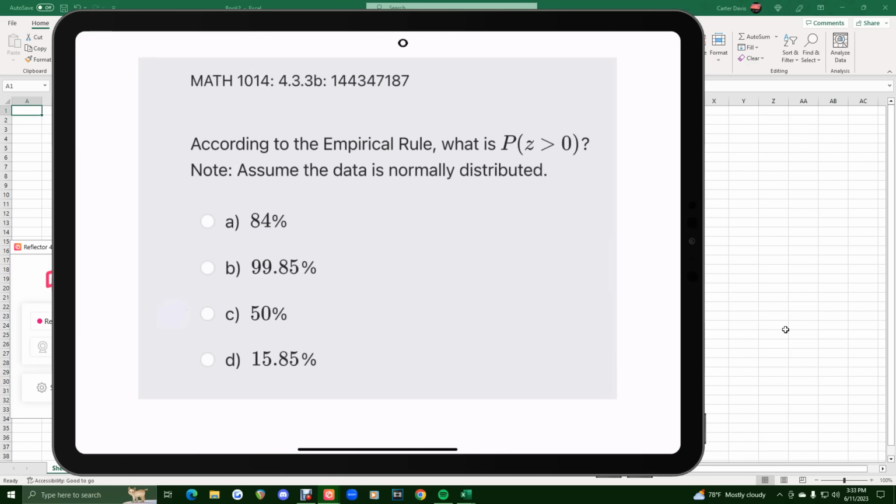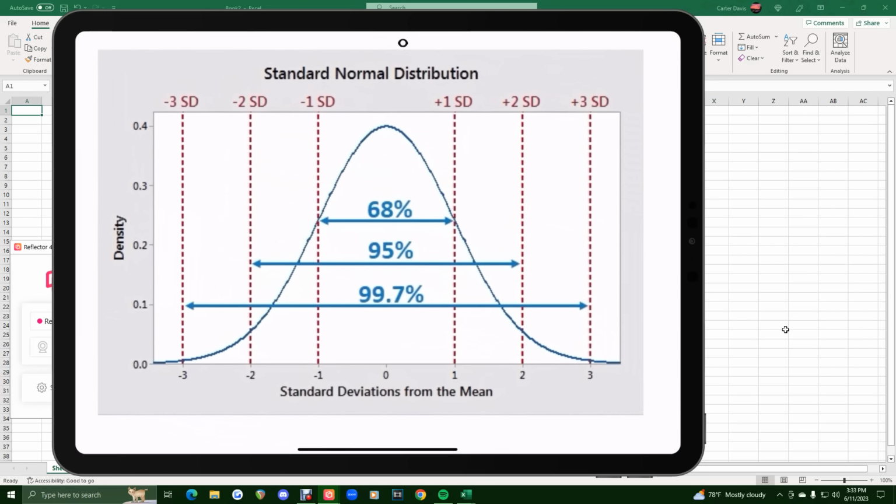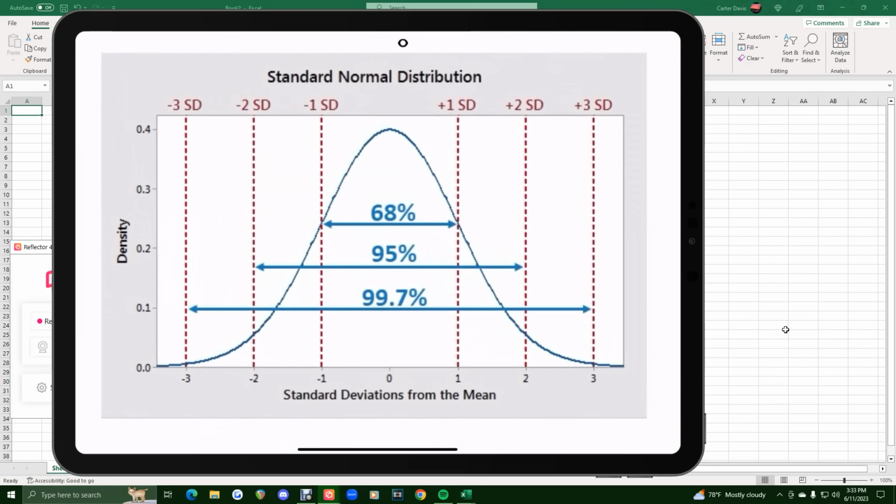Okie dokie. In this problem, they say, according to the empirical rule, what is the probability that z is greater than 0? Assume the data is normally distributed. So the empirical rule is basically this idea. Assuming the data is normally distributed means that we are assuming we have this bell-shaped curve here, where the mean is in the middle.